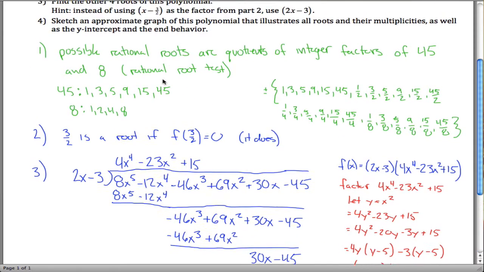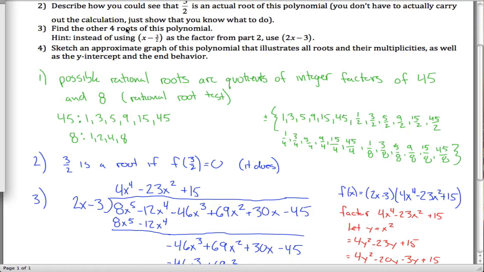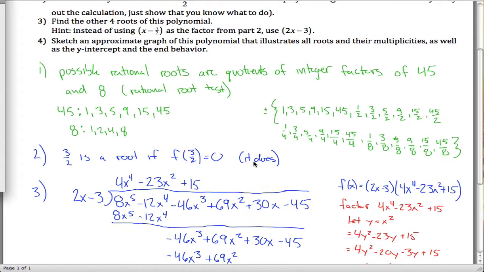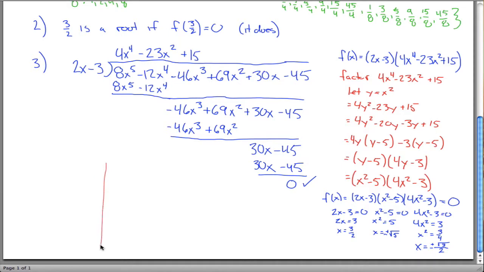Hope I'm almost done. Nope, still got to do part 4. Okay. Find the other 4 roots of this polynomial. Here they are. 1, 2, 3, 4. Sketch a graph of this polynomial. Fortunately, we don't have to be too precise in this class because a lot of these things we don't know how to do at this point.